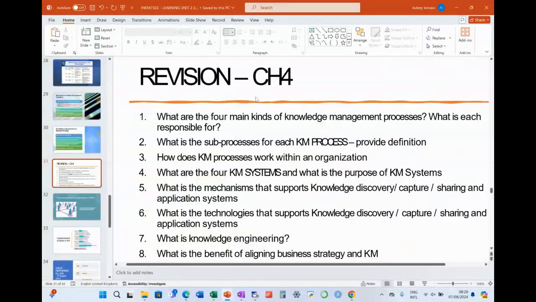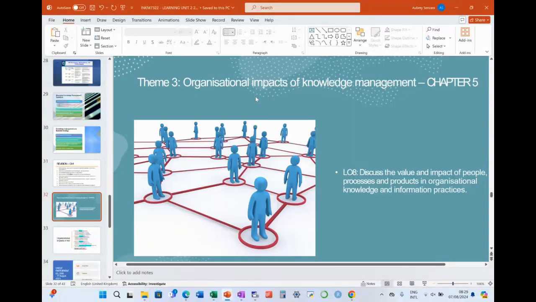And then this is just kind of pushing us to review that which we have learned thus far. Now learning outcome number 8. It says discuss the value and impact of people, processes, products in organizational knowledge and information processes. I feel like here they're now bringing it all together. We've been doing a lot of theory, breaking down concepts and stuff like that. Now they're literally saying, okay, this is why.